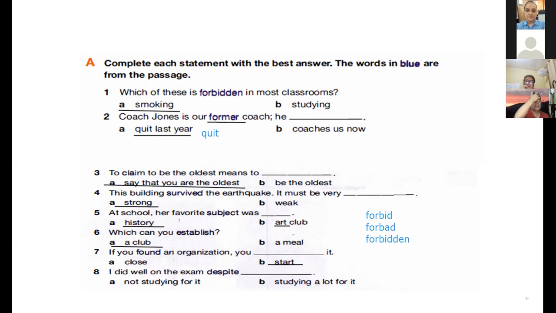Can you help me? Volunteers, do I have volunteers? Oh, Jose Carpio, maybe you can help me with that one. Okay, thank you, Jose Carpio. Number eight, please. I did well on the exam, despite not studying for it. Yes, letter A. I did well on the exam despite, a pesar de que casi no estudié, right? Okay, thank you, Jose.